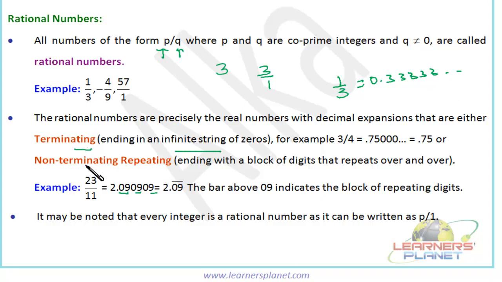In both the cases, the numbers are rational numbers, right? So this is the example of terminating decimal and this is the example of non-terminating but repeating decimal. That means a block of digits is getting repeated again and again. Okay.